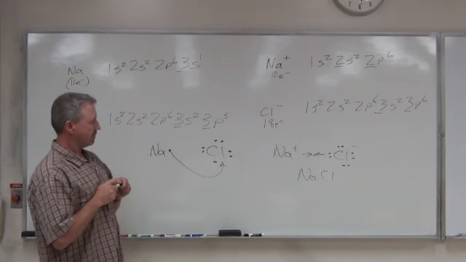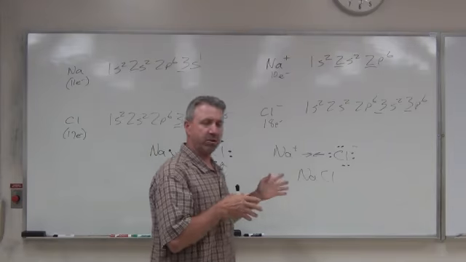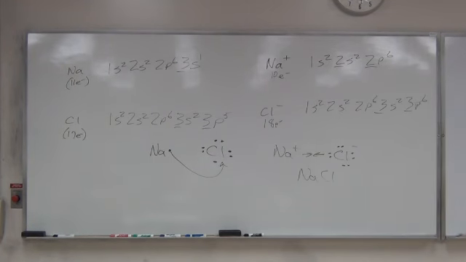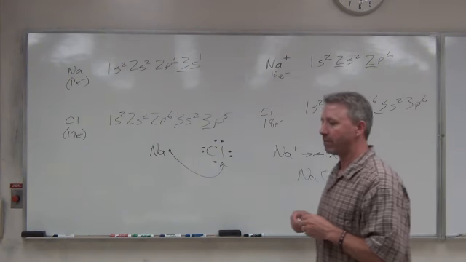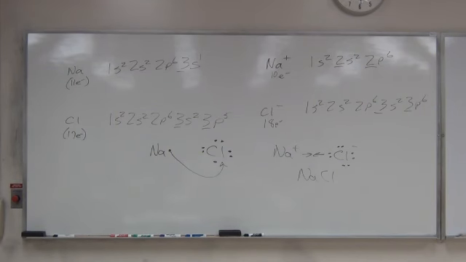This is how we would show it with Lewis. Remember, Lewis configurations, Lewis diagrams only show the outer shell or valence electrons. Basically the group number from the periodic table. Okay? Everybody see that? All right.